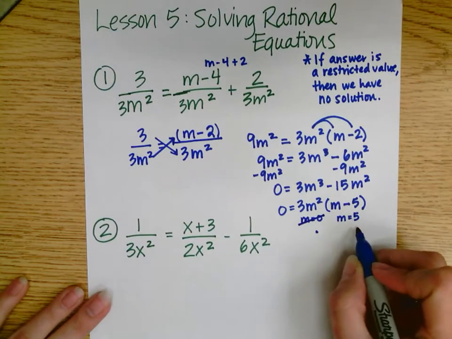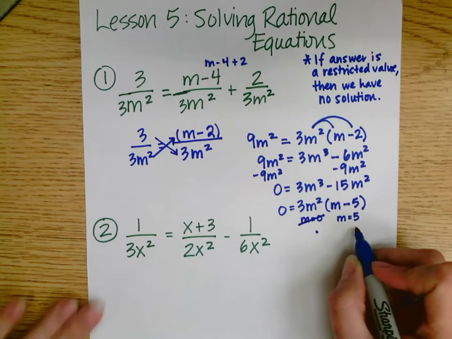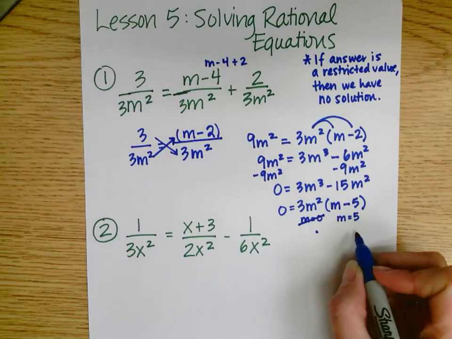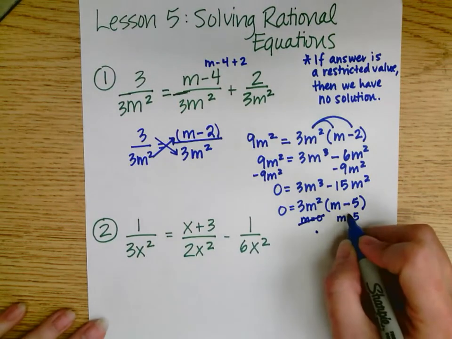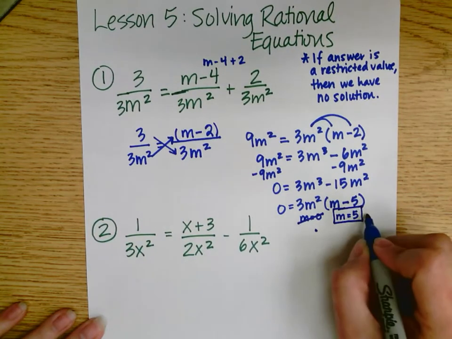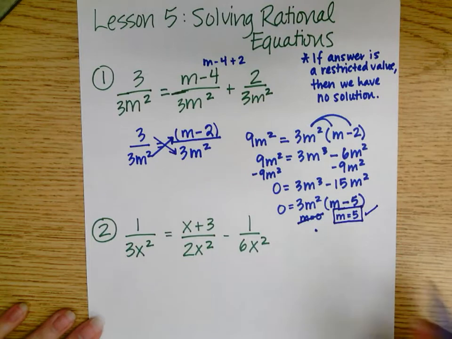The question is, am I allowed to have a 5 in the denominator? Putting a 5 in the denominator isn't going to create a denominator of 0. So m equals 5 is the answer that we are going to keep. And you could plug it in.